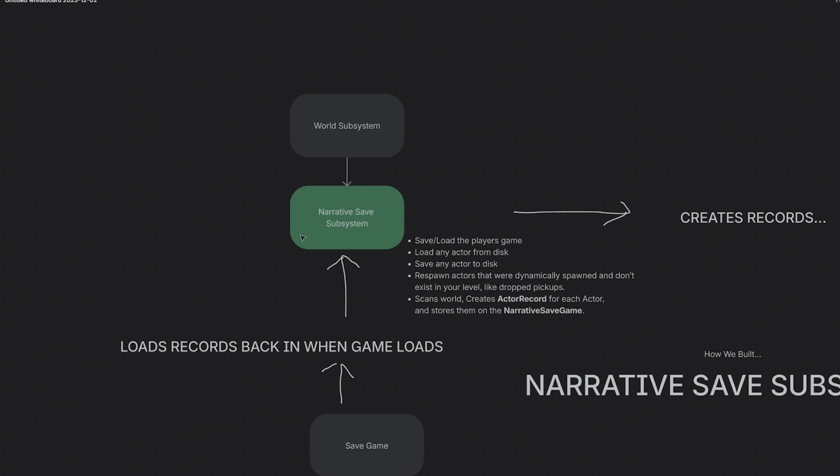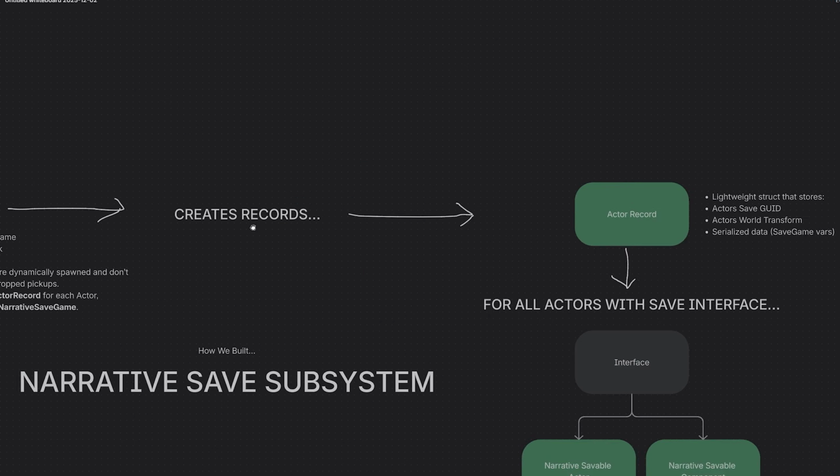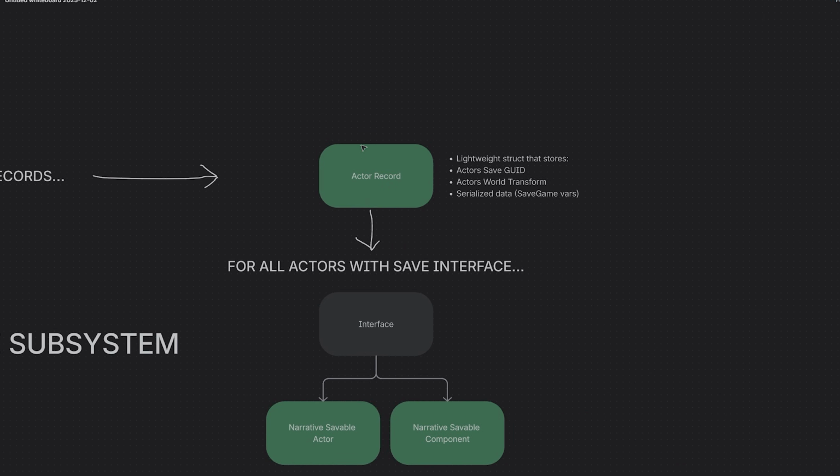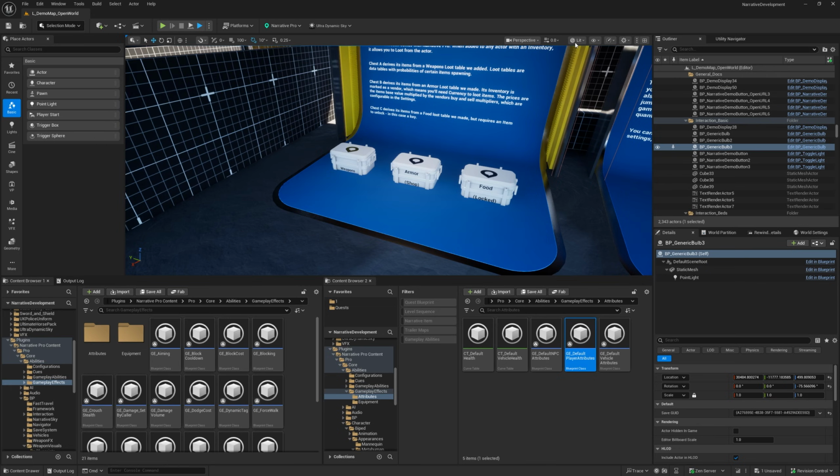The narrative save subsystem is a world subsystem that we've added. What it allows you to do is save and load the player's game, and also save and load actors separately. Actors are saved using something called an actor record. When you save, the subsystem basically looks in the world for all savable actors and creates a record for all of the savable actors.